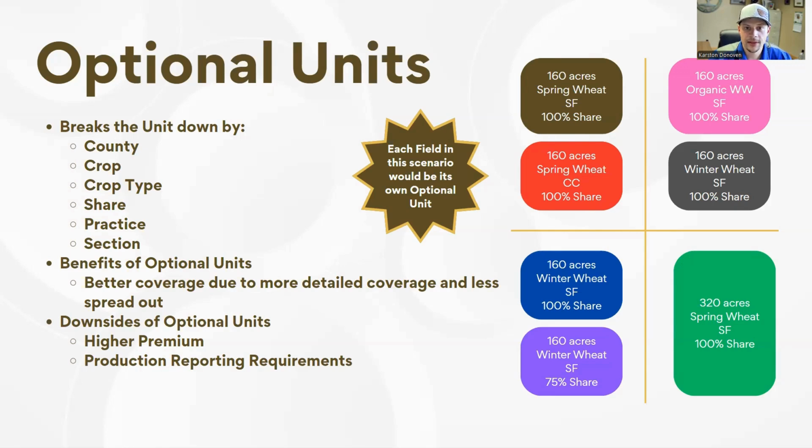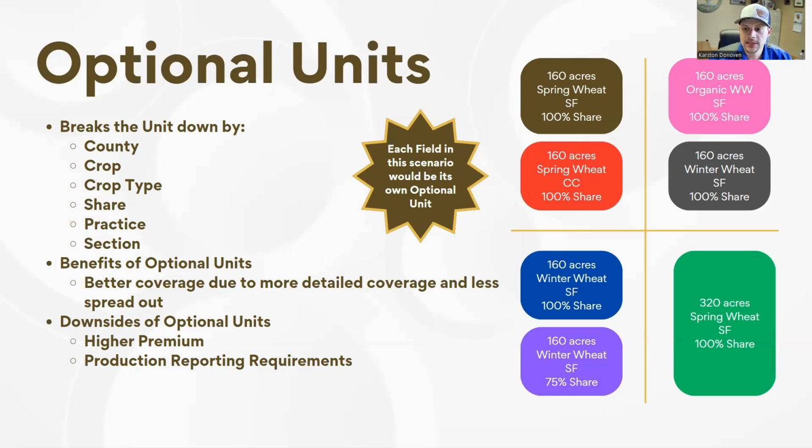Anytime that you can have that coverage be more condensed, the more likely you're going to be having at least maybe one or all of those units at a loss. The downsides of the optional unit is, like we said, because it's great coverage, it's going to have higher premium, and then you do have a little higher production reporting requirements.